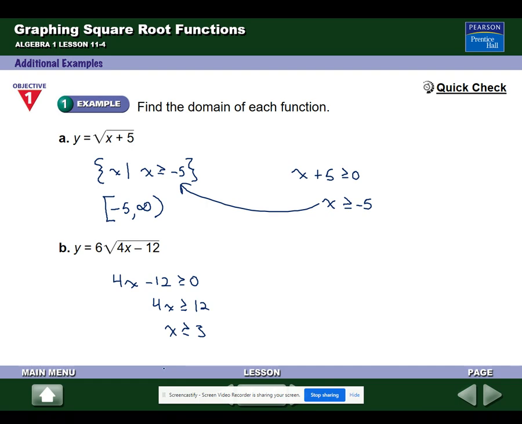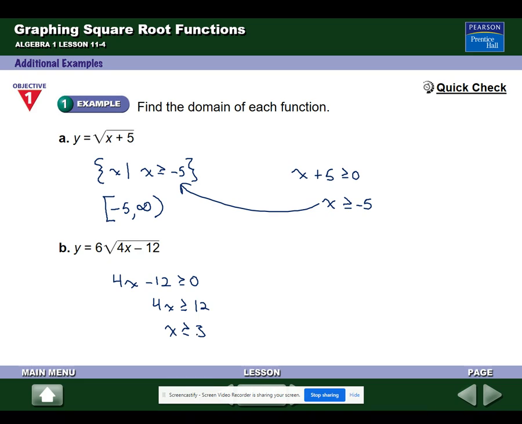Okay. Now let's even just test that. Is it okay, because it says or equal to, is it okay to use 3? 3 times 4 is 12. 12 minus 12 is 0. Square root of 0 is 0 times 6 is 0. A 3 as an input would be a 0 as an output. Real number. You can do that.